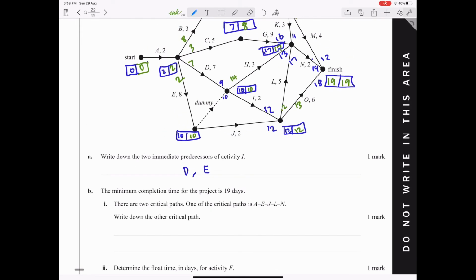The minimum completion time for the project is 19 days. There are two critical paths. One critical path is A, E, J, L, N. The other, write down the other critical path.